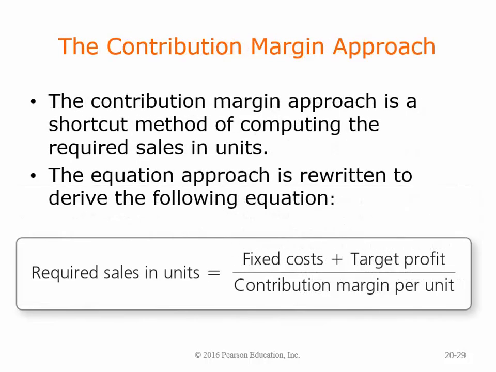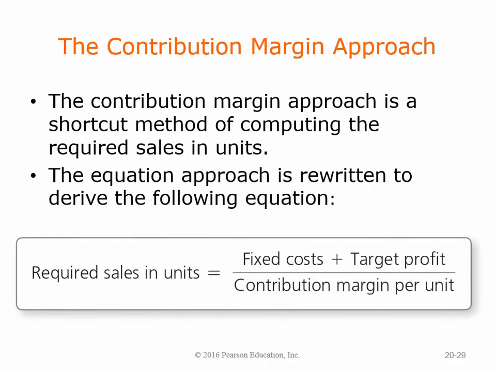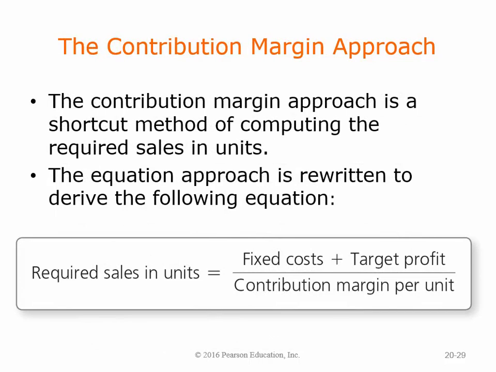We can jump straight to the contribution margin approach, which really is the exact same thing as the equation approach, just with all the extra cut out of it. So now we just say our required sales in units equals our fixed costs plus the target profit divided by the contribution margin per unit. See what I mean? That's exactly where we ended up down at the end, but we just jumped straight to that. So required sales in units is fixed costs plus target profit divided by contribution margin per unit. That's it. There's your formula for that.